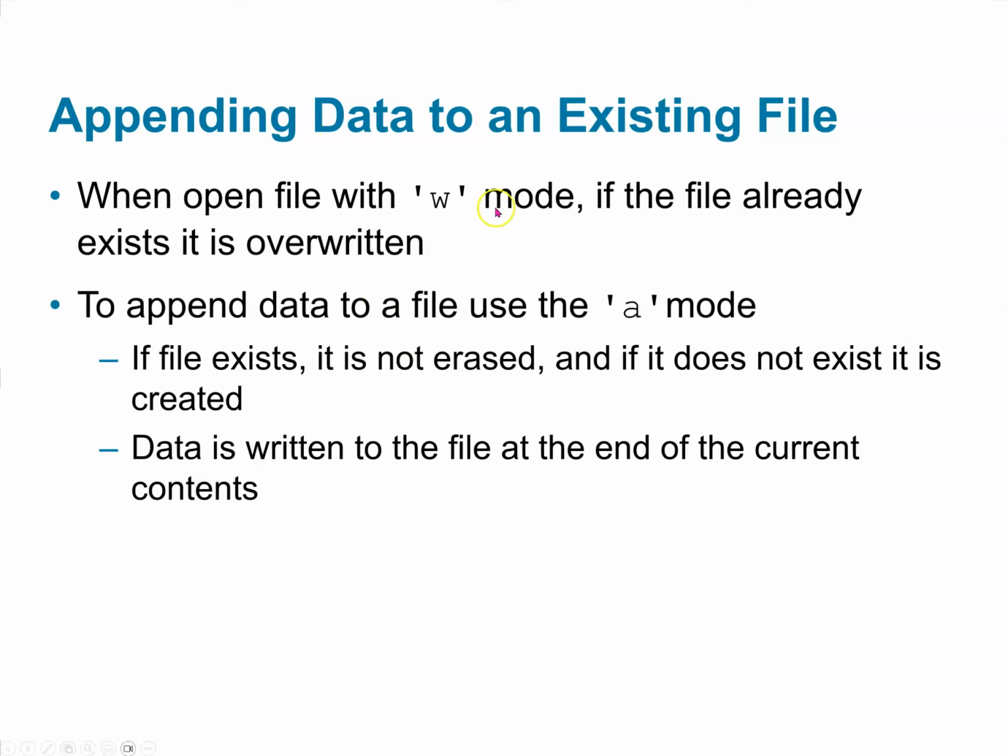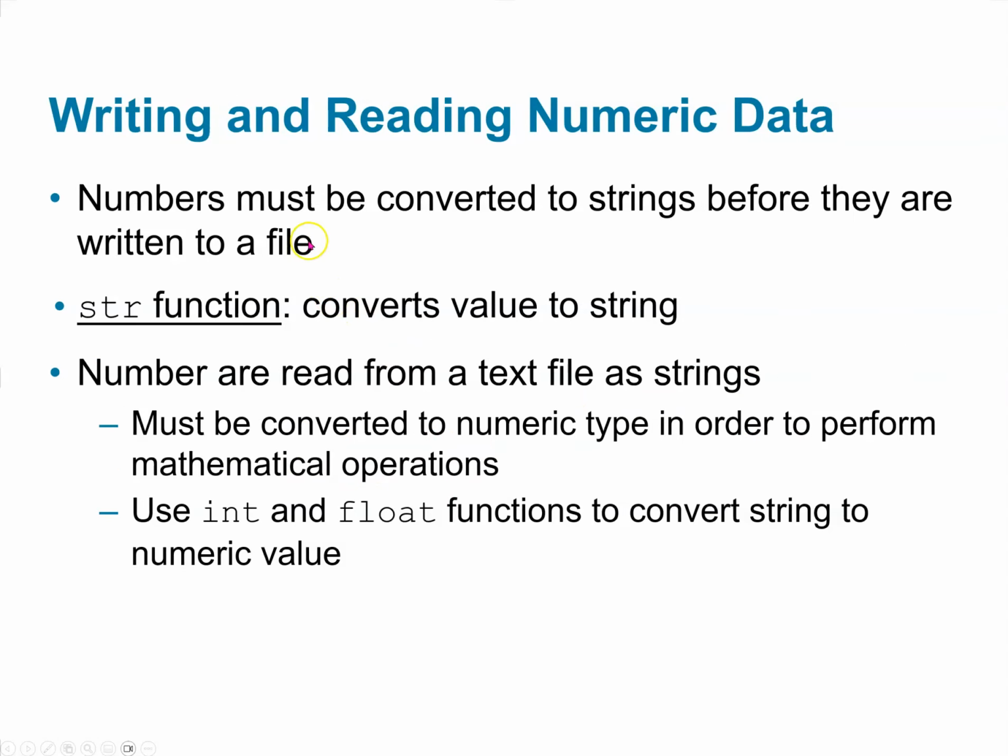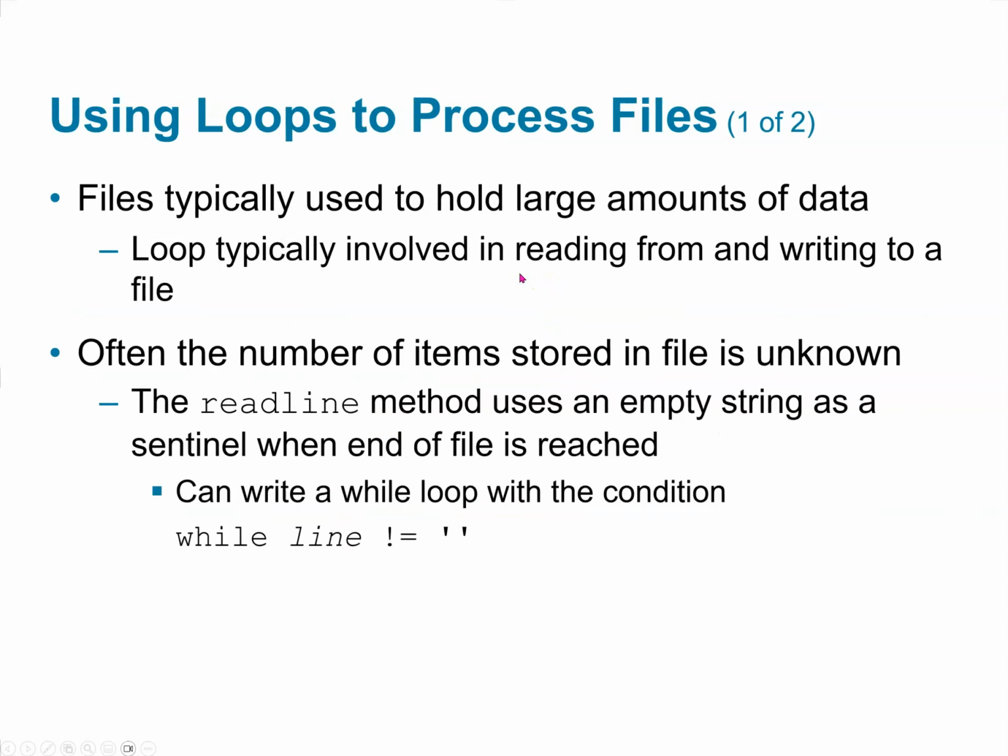When you open a file with w mode, if the file already exists, it's overwritten. If you use the append mode, if a file exists, it's not erased, and if it does not exist, it is created. Data is written to the file at the end of the current contents. Numbers must be converted to strings before they are written to a file using the str function. Numbers are read from a text file as strings and must be converted back to numeric types in order to use them. Use the int and float functions to convert strings.